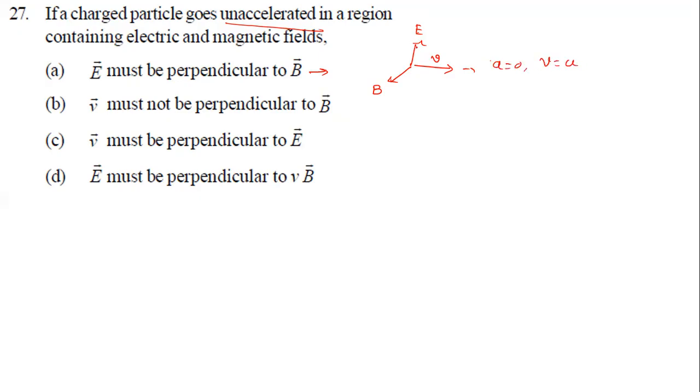V equals U in this case. Okay, because the upward electric force becomes equal to the downward magnetic force. So acceleration becomes zero. So the second option, V. Okay, this is the right answer now. Let us verify the remaining also. V must not be perpendicular to B. So V must not be perpendicular to B means it may be parallel, it may be anti-parallel.